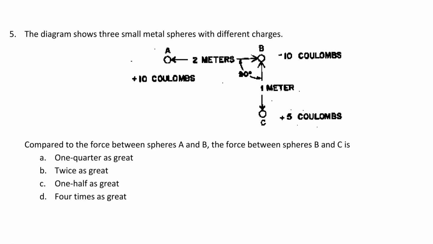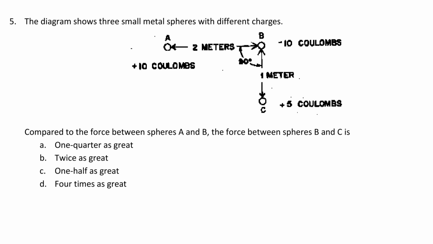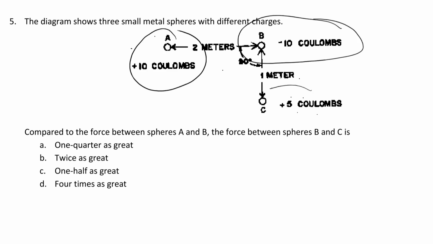Okay, number 5, kind of tricky. It says the diagram shows 3 small metal spheres with different charges. All right, so charge A is 10 coulombs, charge B is negative 10, charge C is 5 coulombs.